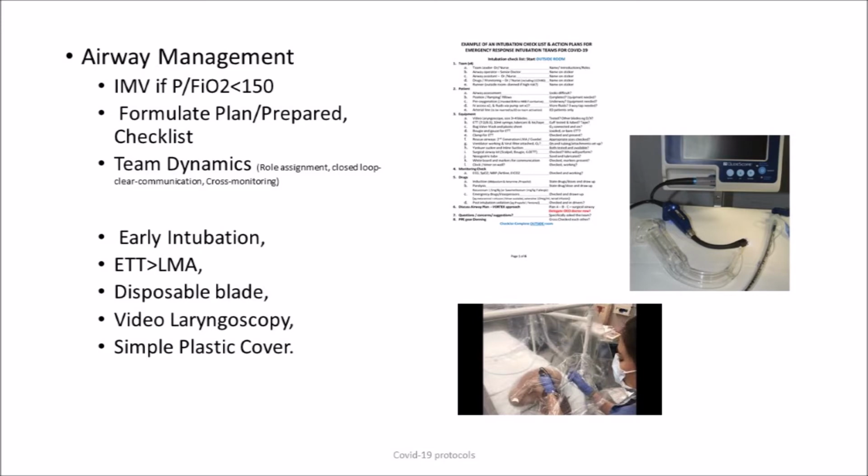Regarding airway management, most centres accept a PF of less than 150 as an indication for invasive mechanical ventilation, or IMV. Once we reach the point where intubation is indicated, it is necessary to formulate a plan, prepare equipment in advance, apply available checklists, and have an effective team dynamic. For airway protection, early intubation decreases the risk of crash intubation, which would be undesirable for C19 cases.